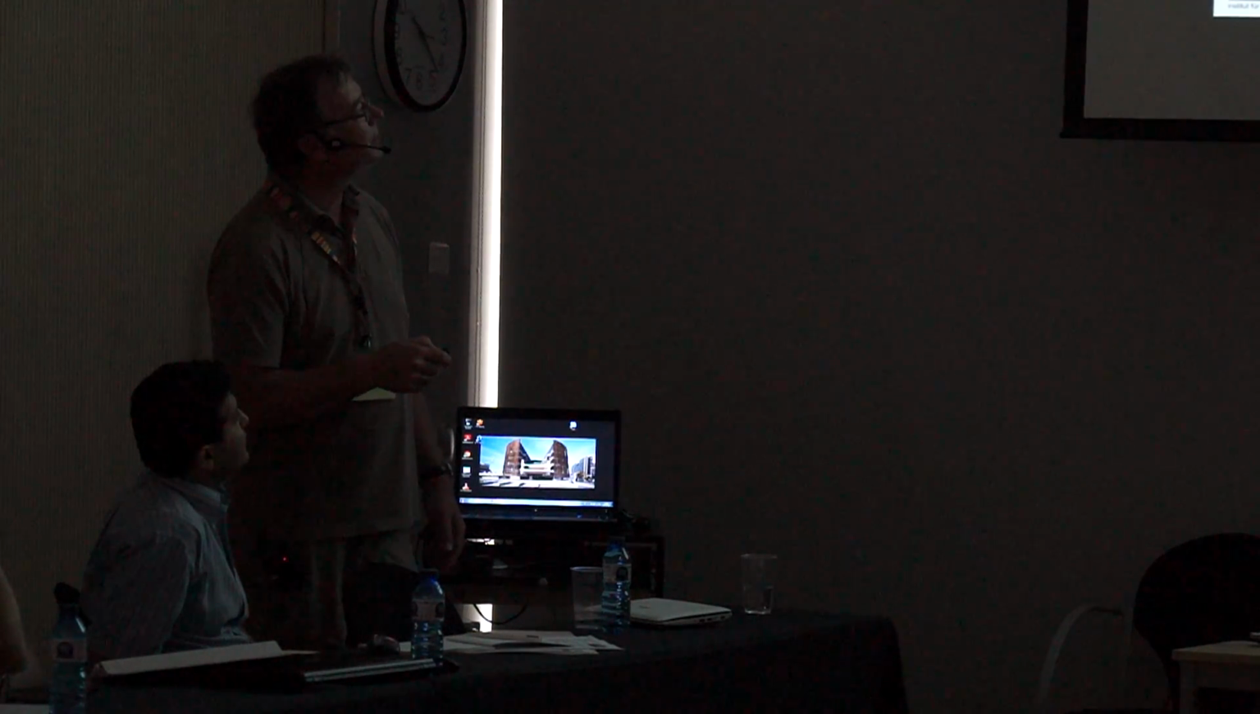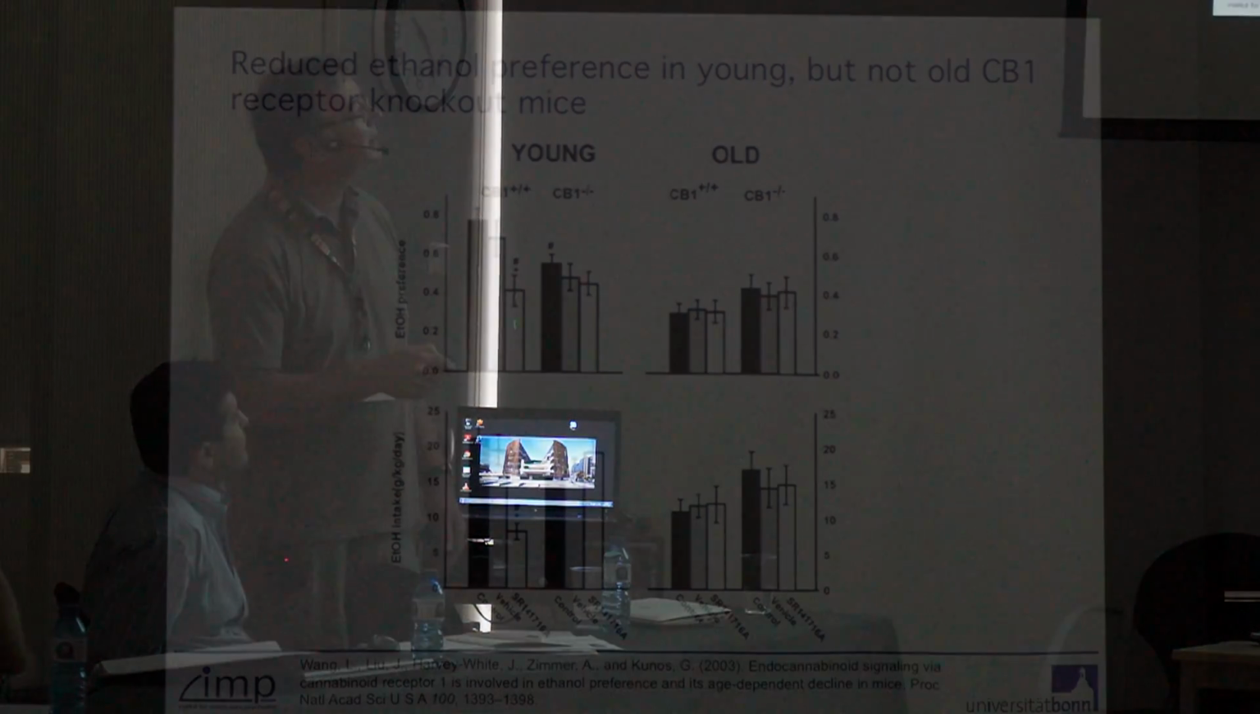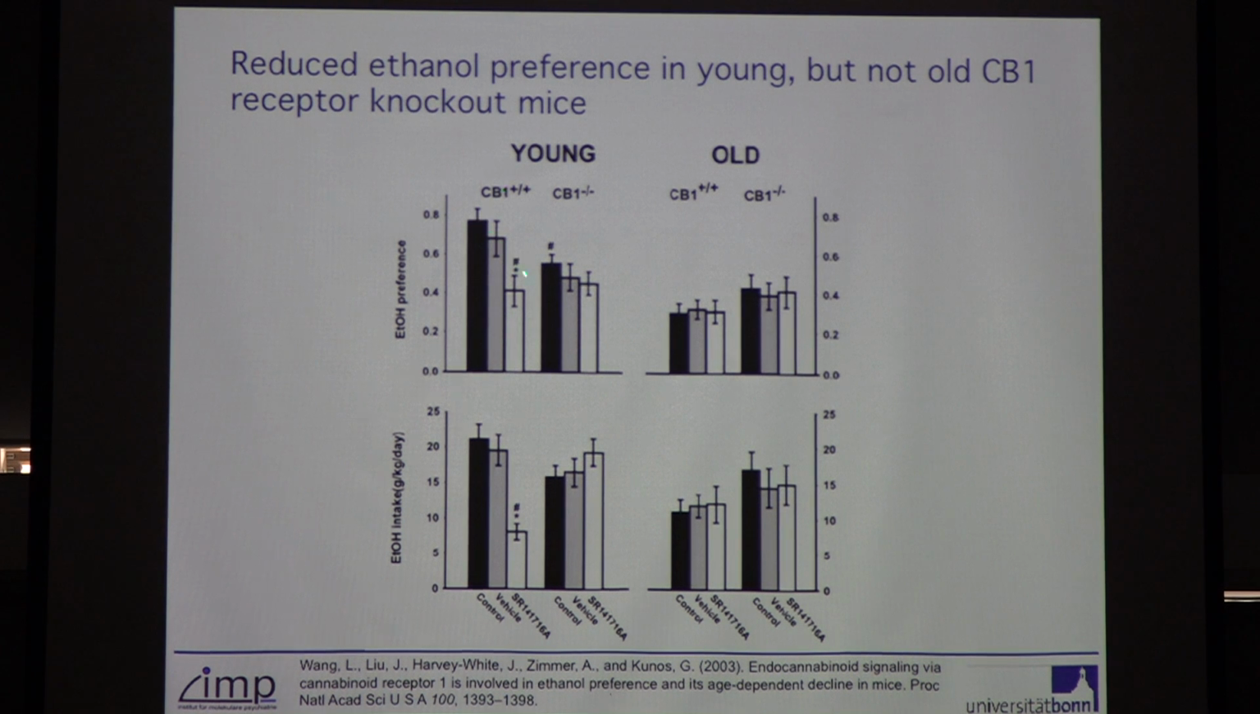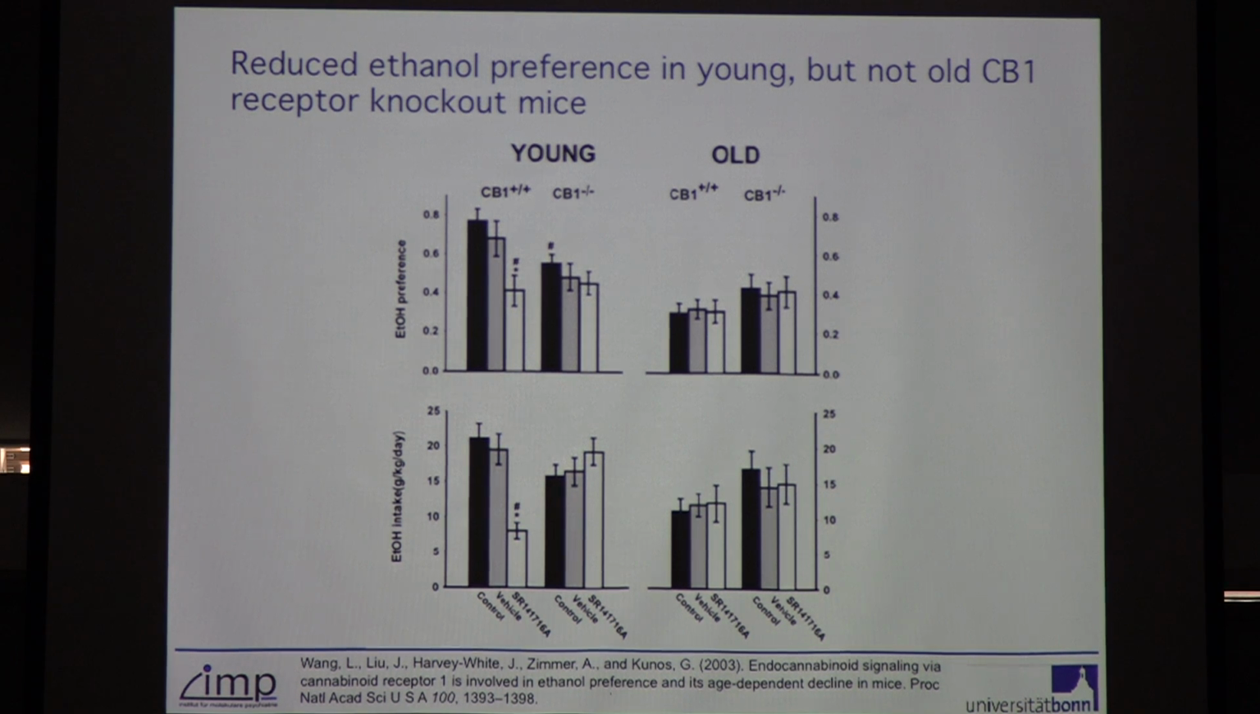Also importantly, when George treated the young mice with an antagonist for CB1 receptors, he could reduce alcohol consumption in these young animals. It's true for preference, it's also true for the overall alcohol intake. This indicated to us that there is a difference in the way that old and young animals responded, and also a difference in the way that endocannabinoid signaling affected these responses in old and in young individuals.